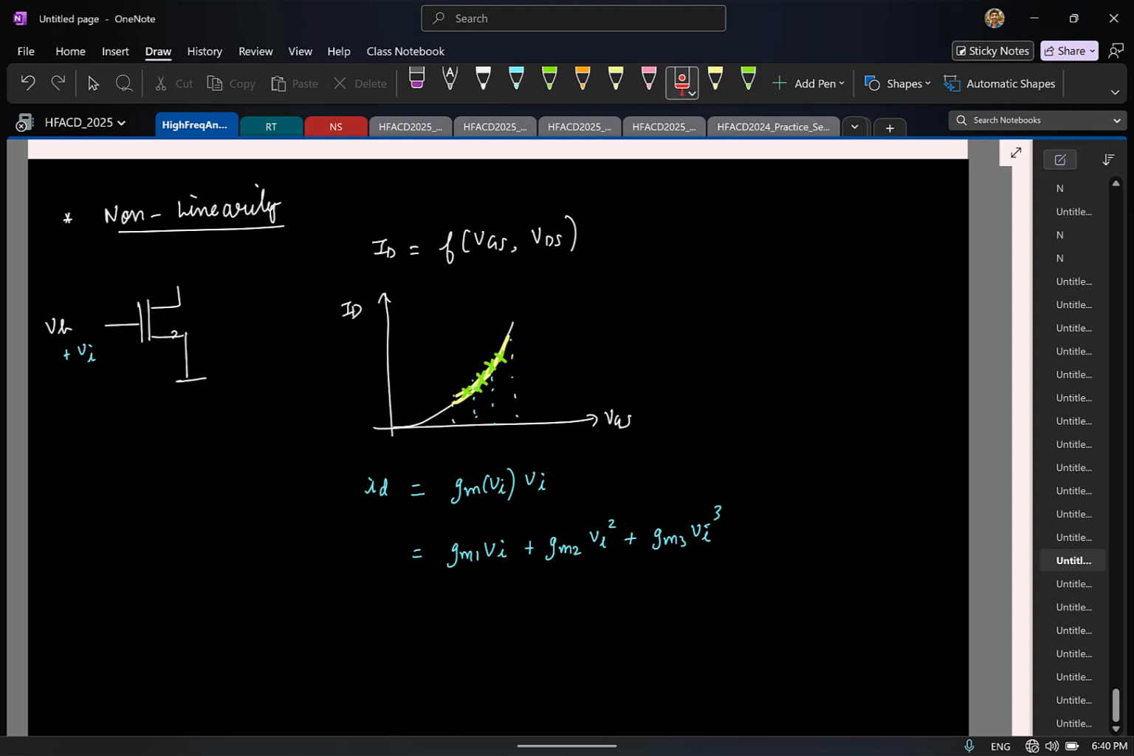Oh yeah, what I'm saying is VB is constant. Yeah, see, it's a constant. The only variable here is VI, right? Of course, it is dependent on VB, but that's relevant. Right?